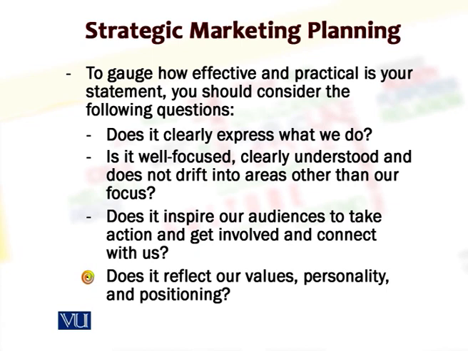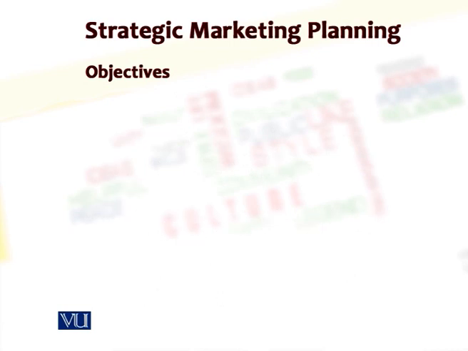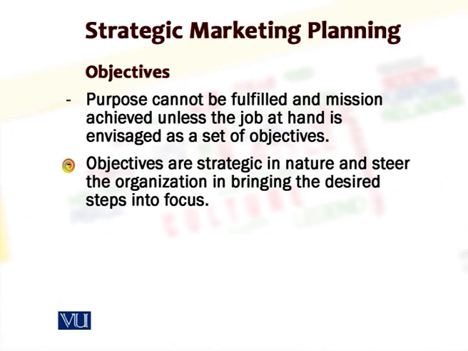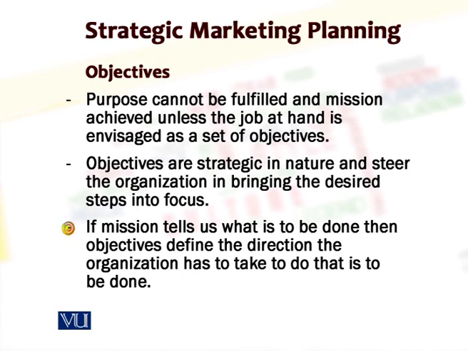But once you're done with the statement, then the next important element of the process is objectives. What is an objective? Let me explain that to you. Well, if the mission is all about the purpose of the company and the scope of operations, and if it happens to be the one telling us where the organization wants to reach, then objectives are the strategic guide that take us there. In other words, objectives are very strategic and they set the direction for the mission to be followed and then fulfilled. Because objectives are very strategic in nature, they let the organization bring the different steps into a strategic focus, meaning how those steps are to be taken and what is to be done in order to implement those steps.